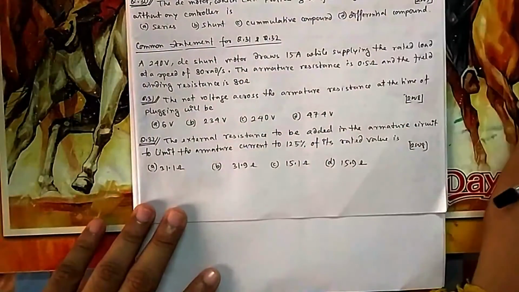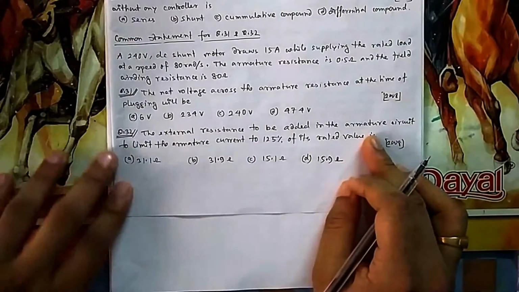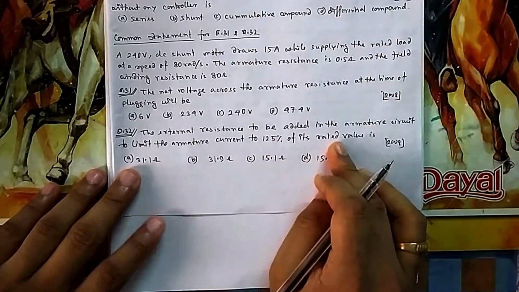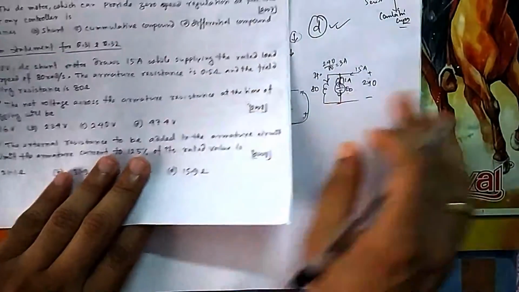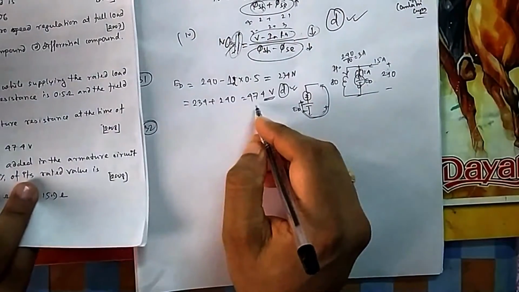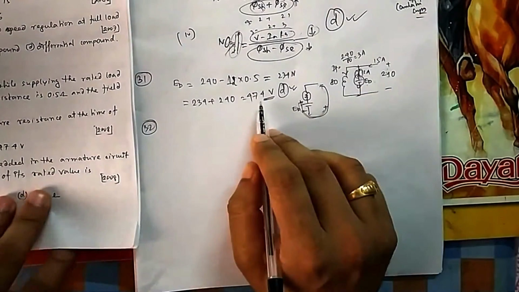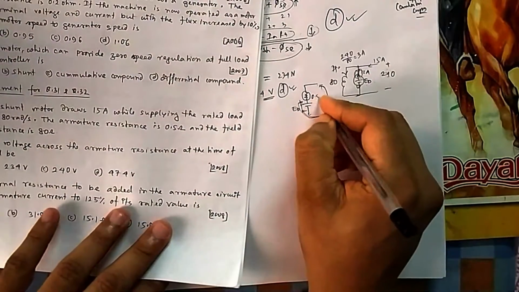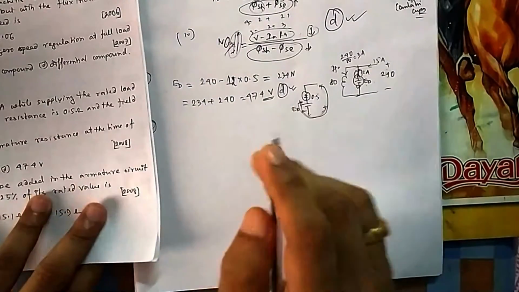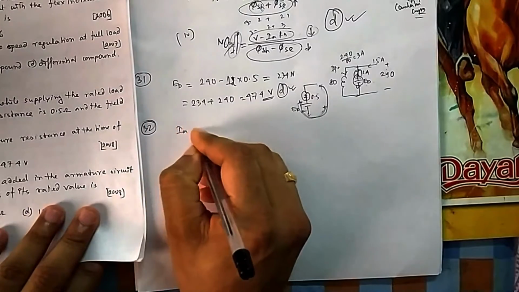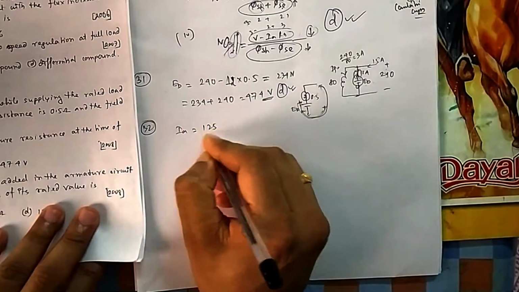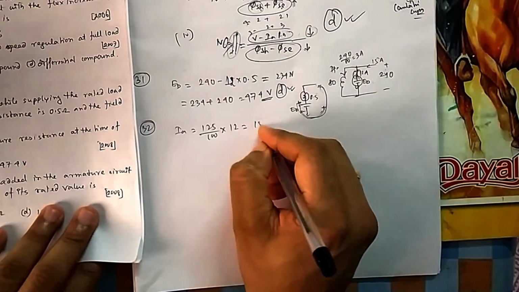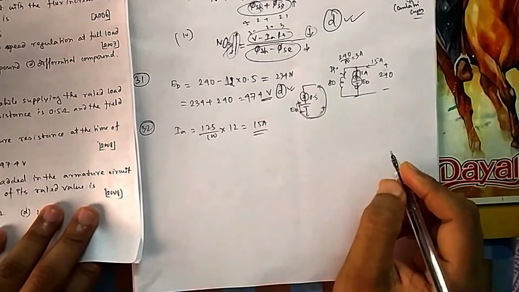Now if you come to 32, the external resistance to be added to the armature circuit to limit the armature current to 125% of its rated value. So you want to limit the armature current because your current will increase if you apply 474 volt across this resistance of 0.5 ohm. So you want to restrict it so that your armature current should be equal to 125% of the rated value. Earlier it was 12, so if you calculate, this is 15 ampere. So you want to restrict this armature current to 15 ampere.